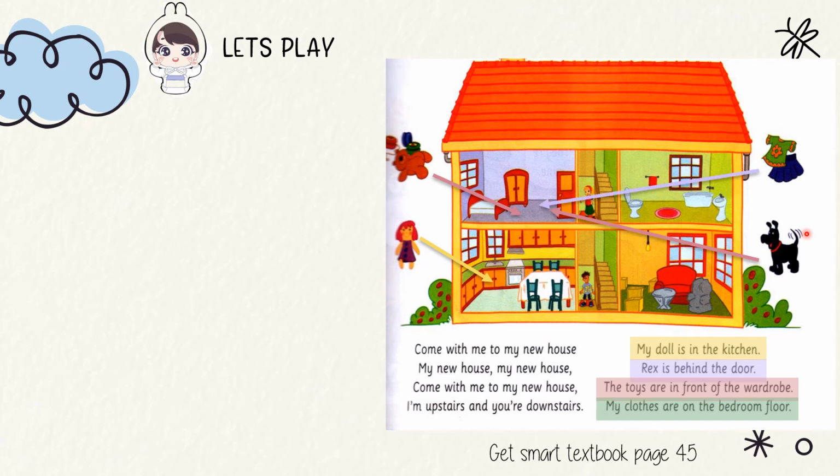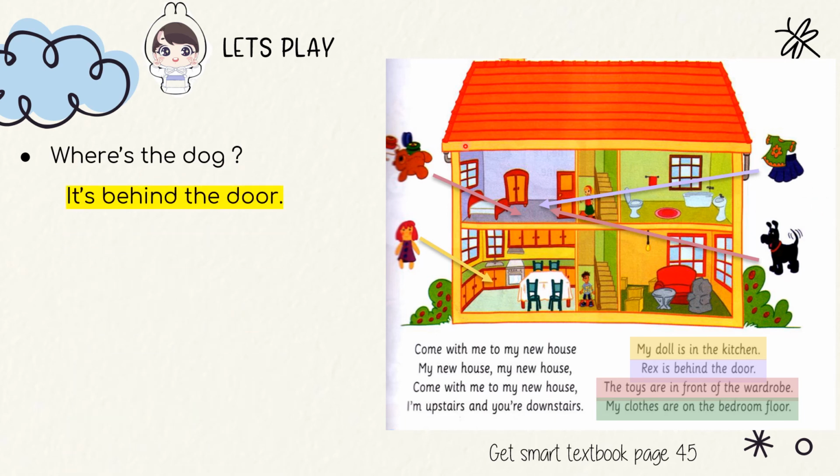Okay, how do we make a sentence with these prepositions of place? In, and you have learned behind and in front of. Okay, the question is, where's the dog? Okay, how we answer is, it's behind the door. It refers to the dog.